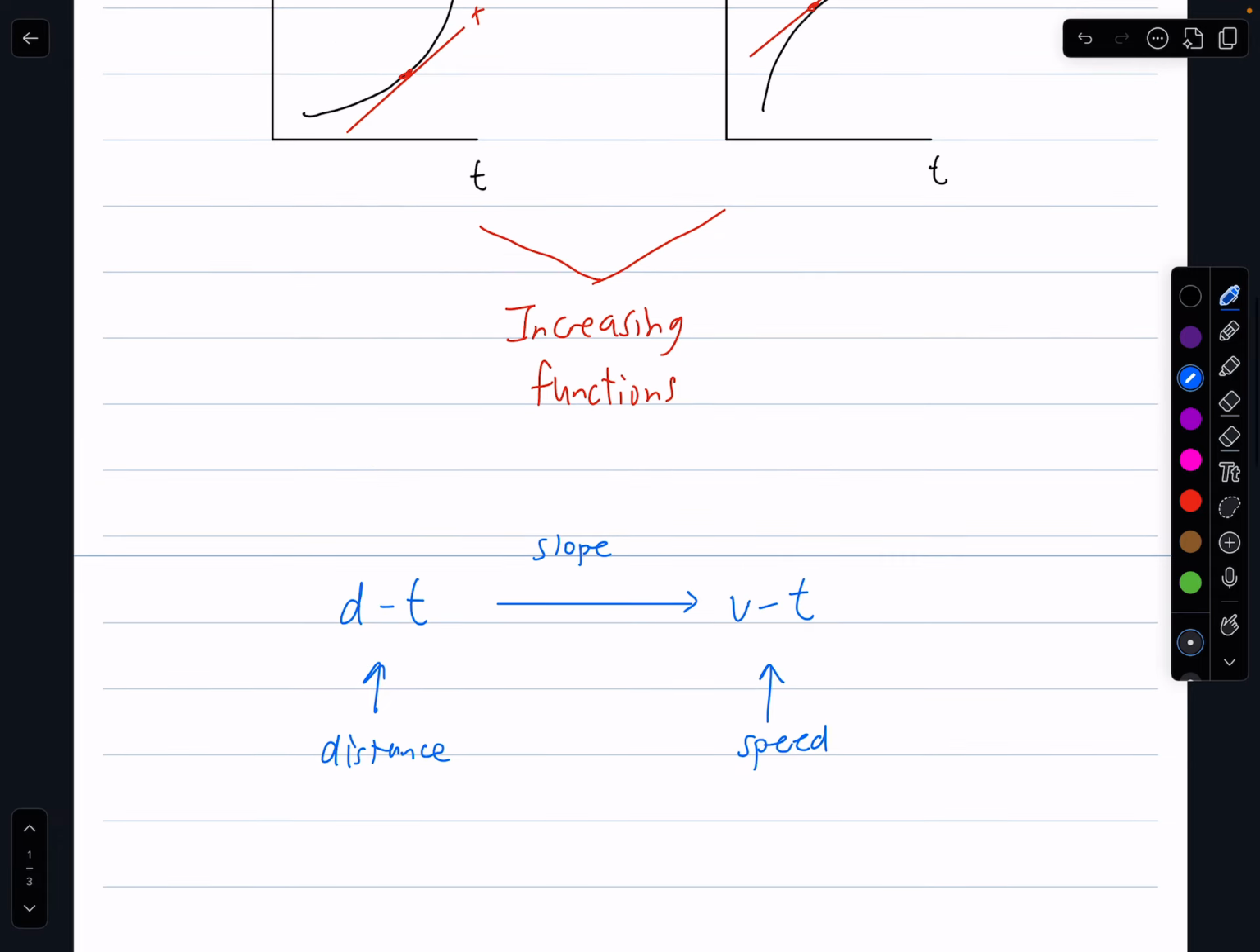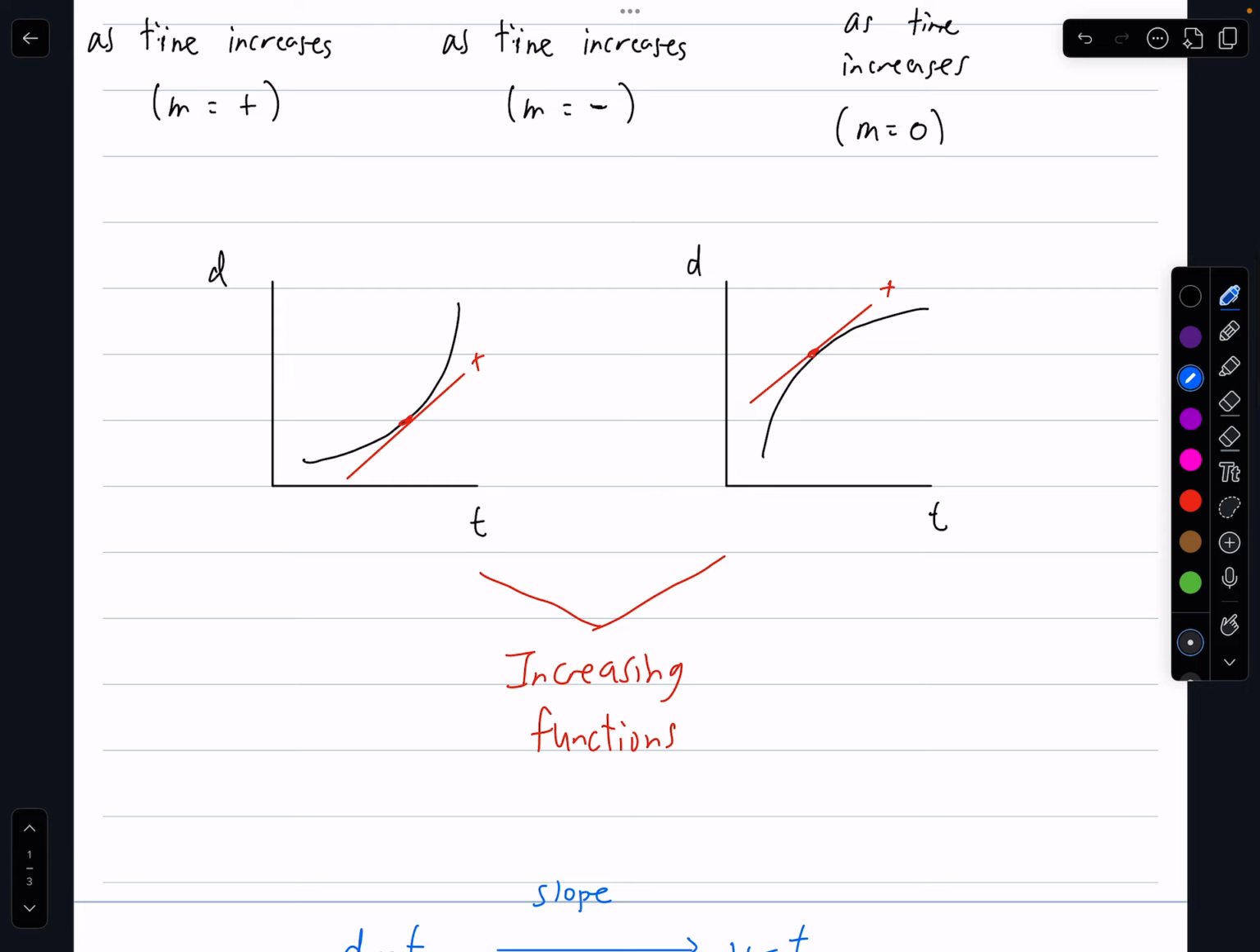So something we need to know with this concept is that even though these are increasing functions, there's something happening to the speed as we go up these slopes. So if you look here, if I take this slope, and then I take this slope, and then I take this slope, for example, let's say the slope of this is 1, the slope of this would be 2, and the slope of this would be 3. As you can tell, as I go from left to right, so as time increases, my speed is actually increasing as I go. So speed increases as time increases.